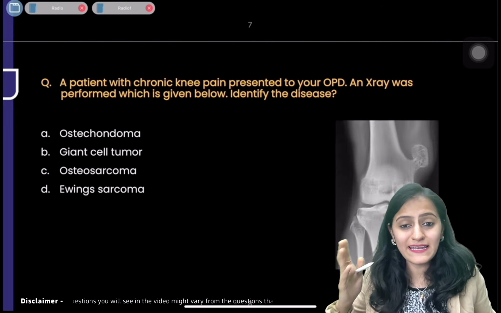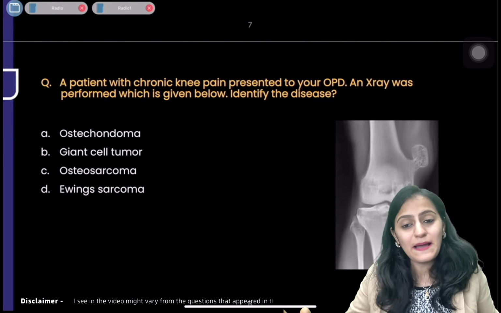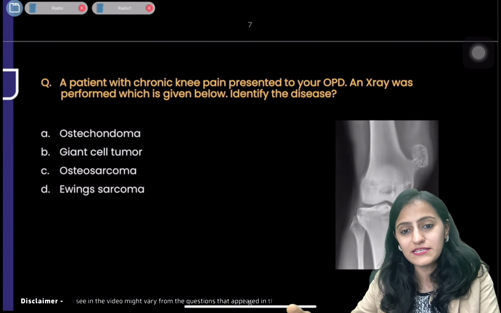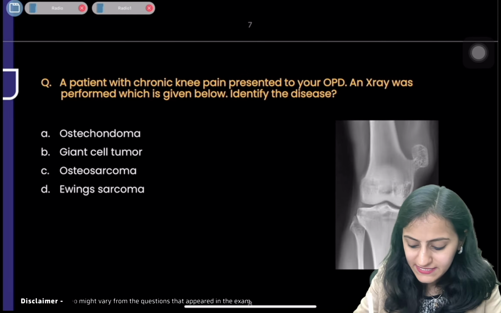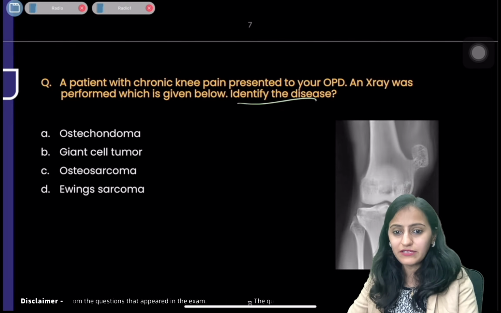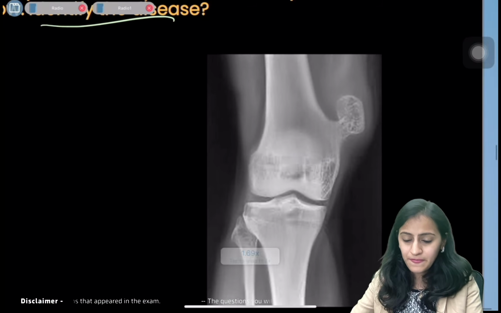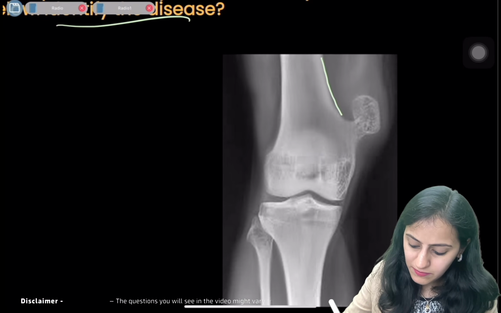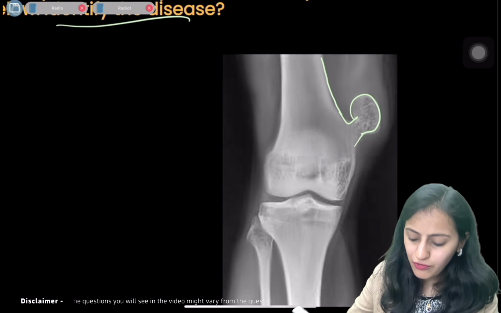Identify the disease. Again, I'm not reading the entire question. I'm just telling you the tricks here on how to solve the questions fast. The question says chronic knee pain, X-ray is given, and identify the disease. Now, this is a very straightforward image. We see that the lesion is continuous with the bone cortex. It is an outgrowth from the bone.